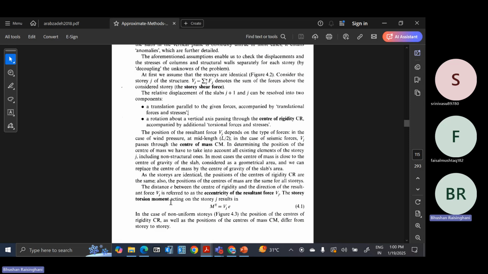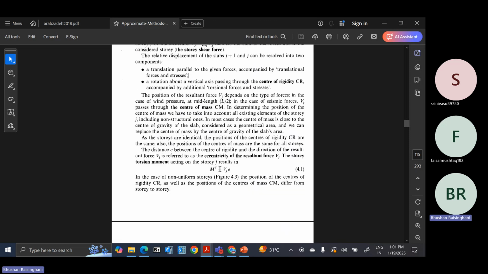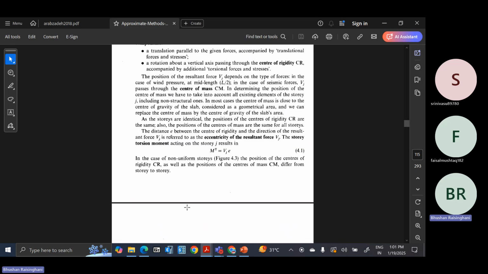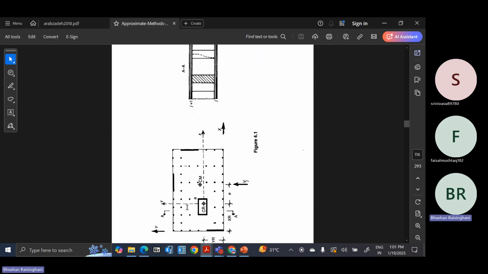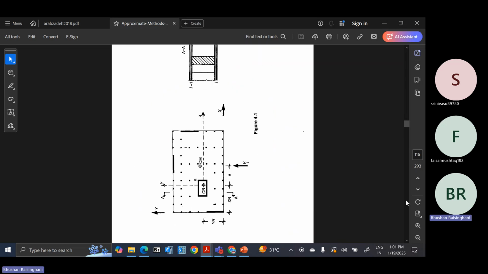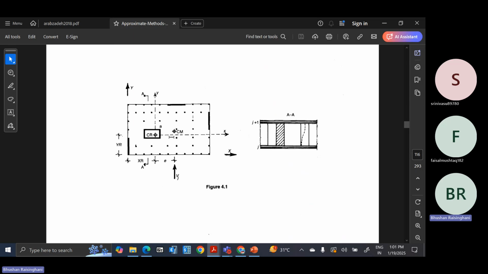Now for that we have to estimate CM and CR, that is already there. Moment is V into eccentricity, that we have seen. Now if this is a particular plan, I would like you to solve it yourself. It is already solved, you can also solve. There is a core shear wall at this particular point, then there is a perimeter shear wall given. Internal columns are there. Force V and CM, CR are to be estimated.